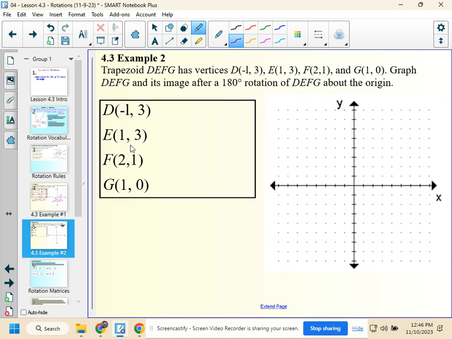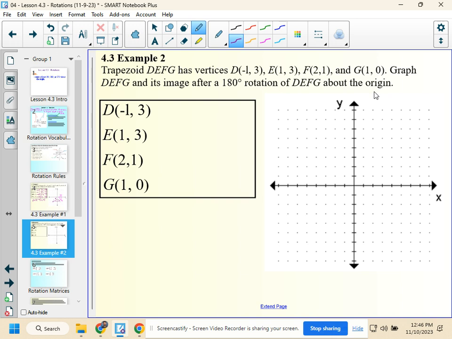Let's take a look at example 2. Not much different going on here. It's a trapezoid. This one specifically says trapezoid DEFG has vertices. Graph the original DEFG and its image. That just means we should have both graphs after a 180-degree rotation of DEFG about the origin. A lot of that's just stock phrase. We're going to say about the origin on every single one of our rotations. Here we go. Let's do it.